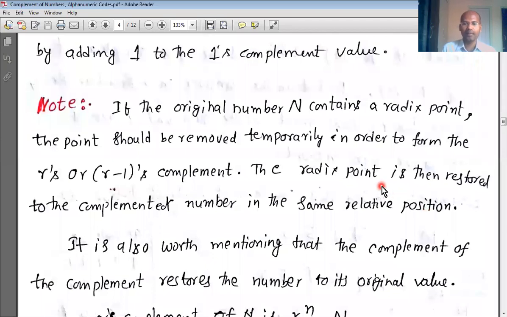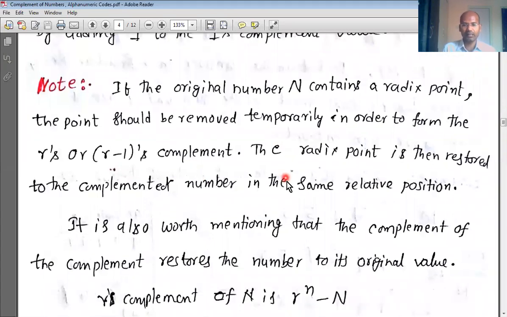So let's say, just temporarily remove the decimal point, and after doing all that process we just said, restore the decimal point in the same place. Let's say the decimal point is in the 5th place, moving from the rightmost digit, you have to restore it in the same place. That's what this note is saying to us. Okay, and we are not using any examples to explain it. I hope you can understand it.